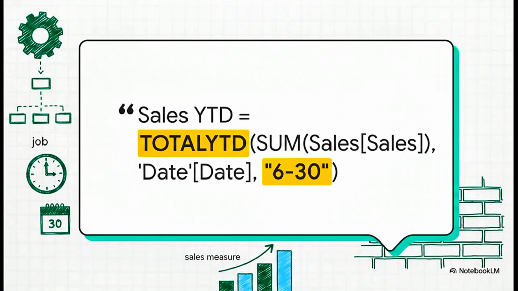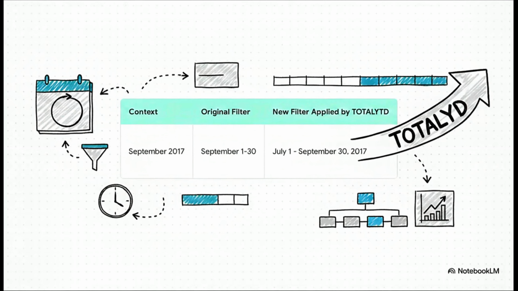Easy enough. Second, the dates. This just tells DAX which calendar to use for its time travel. And third, and this part is really cool, we can specify the year end. So if you have a fiscal year that doesn't end in December, like this one ending June 30th, it's no problem at all.